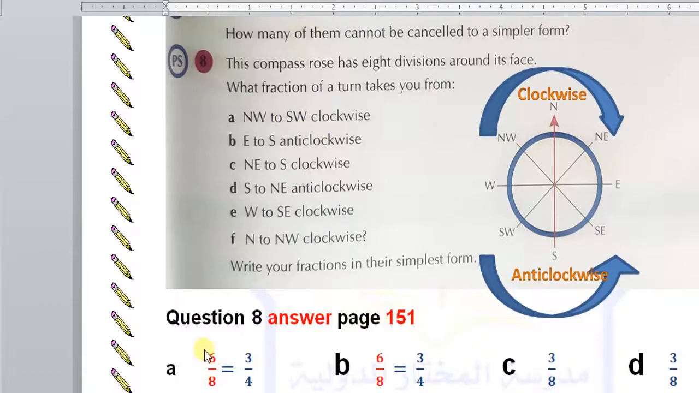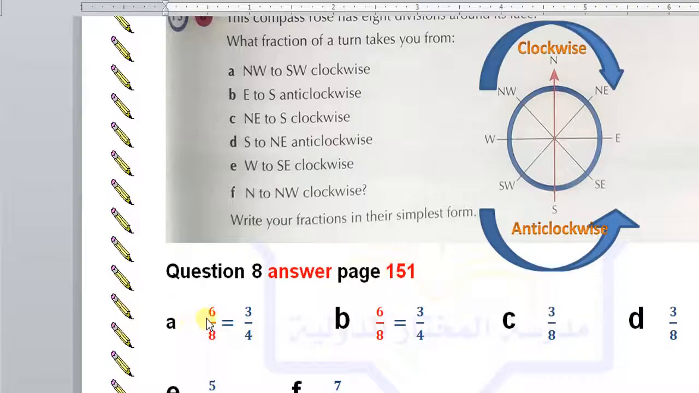So we have 6 over 8. The answer for A is 6 over 8. We need to simplify it more, as it was asked from the question here, write your fraction in the simplest form. So we just find the common factor and divide, and then find the simplest form, which is 3 over 4. The answer would be 3 over 4.